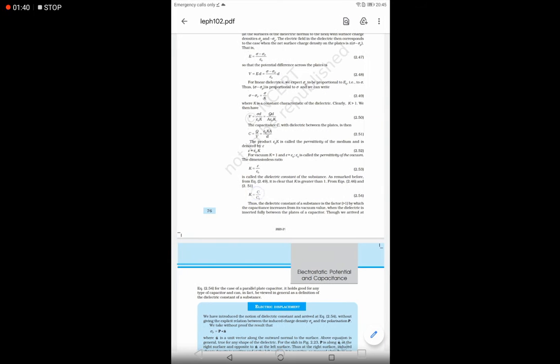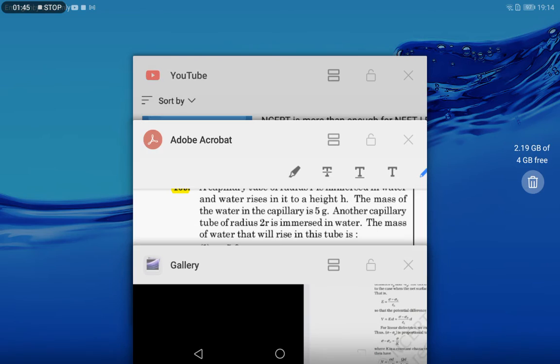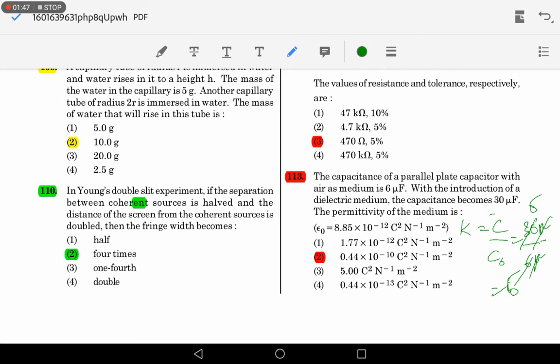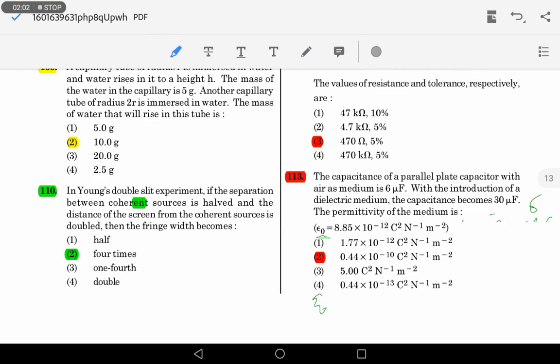K equal to C by C naught, and using K equal to epsilon by epsilon naught, epsilon is the question, the permittivity of the medium is the question. K equal to epsilon by epsilon naught, or epsilon naught K equal to epsilon. So epsilon naught is given and K is 5, multiplying you will get the answer. So moving on to the next question.